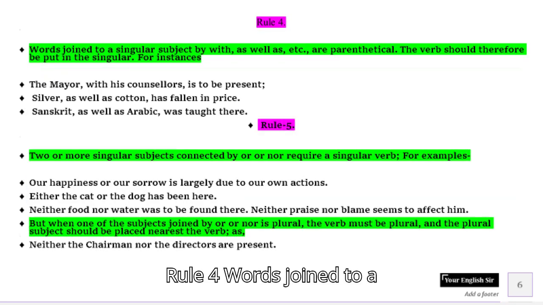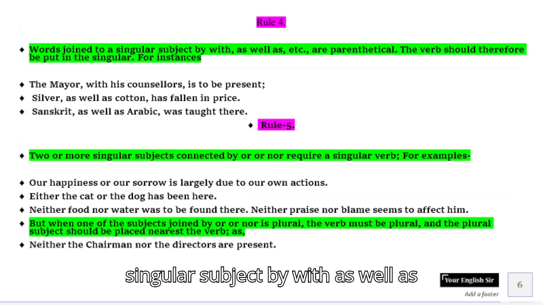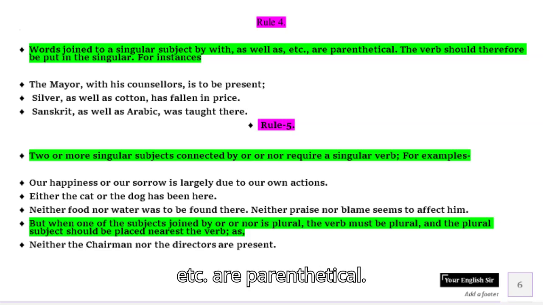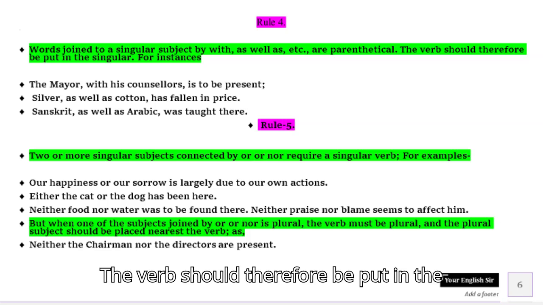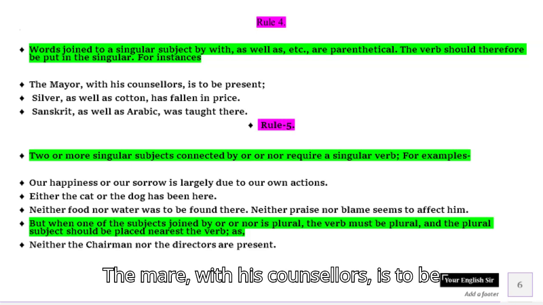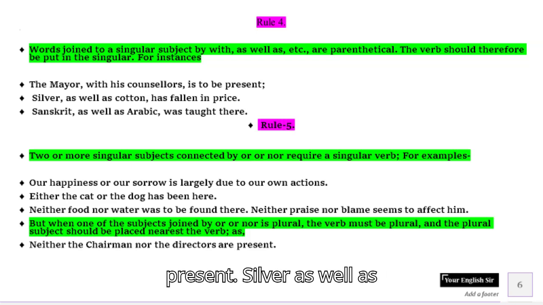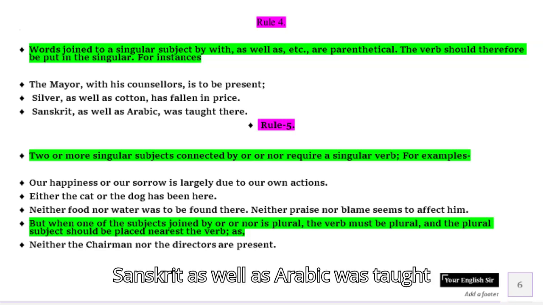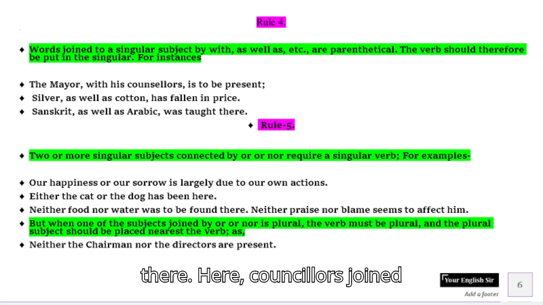Rule 4. Words joined to a singular subject by with, as well as, etc., are parenthetical. The verb should therefore be put in the singular. For instances: the mayor, with his councillors, is to be present. Silver, as well as cotton, has fallen in price. Sanskrit, as well as Arabic, was taught there.